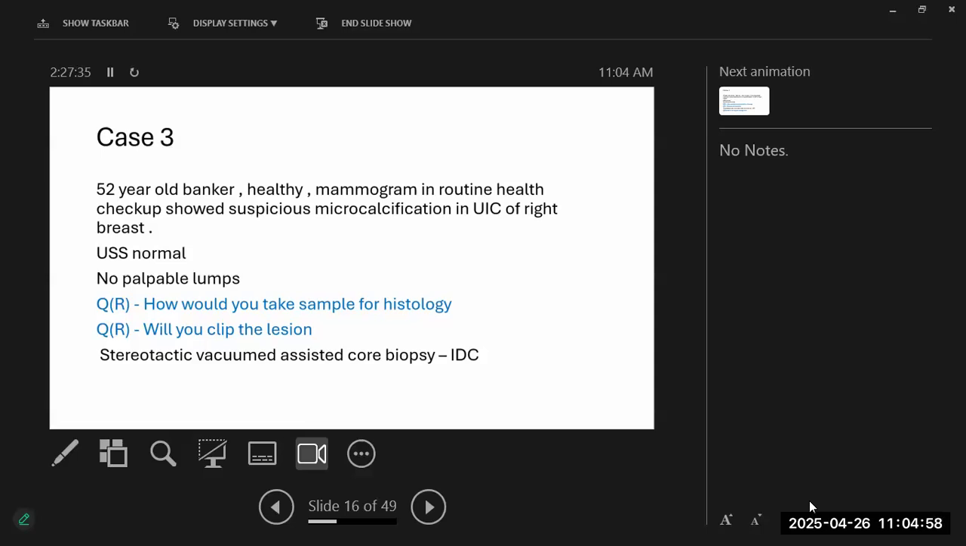Right. So this stereotactic vacuum-assisted core biopsy confirmed it as invasive ductal carcinoma. And what is the surgical management now?